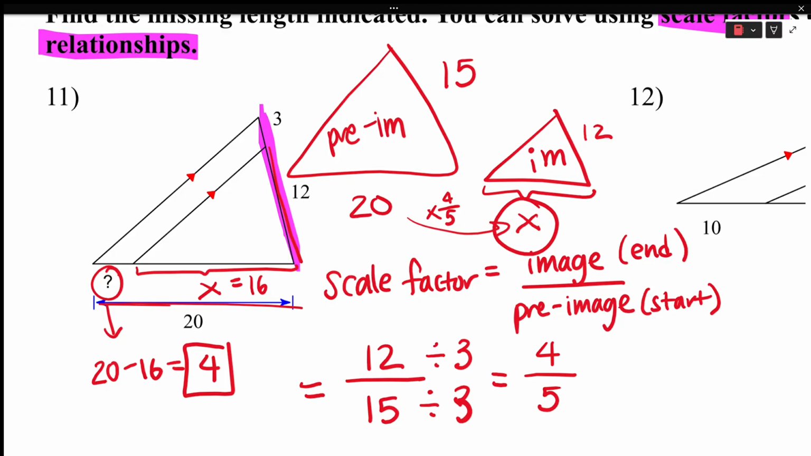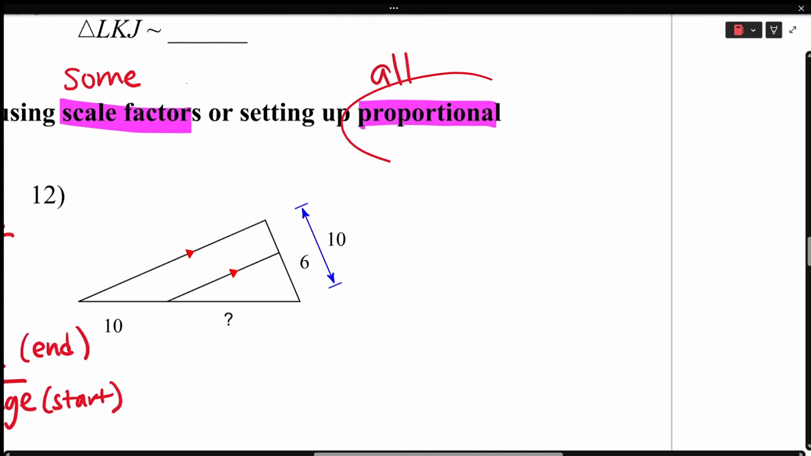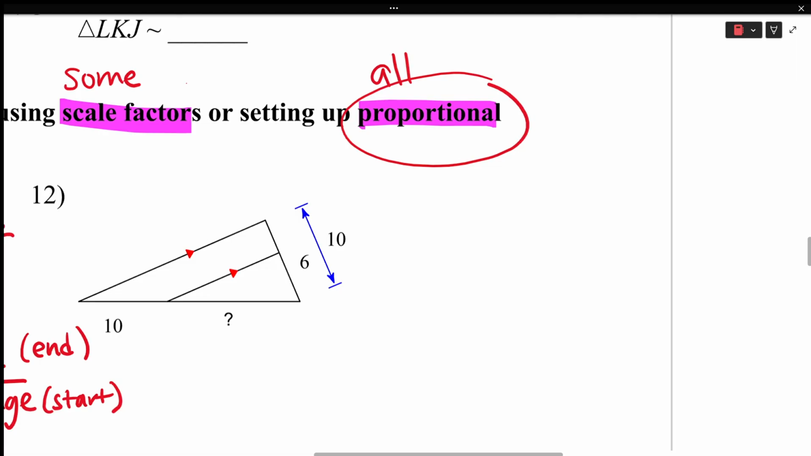How do you use the scale factor to solve for the missing side? Let's look at number 12. And I'm going to solve for number 12 using proportions. This one actually doesn't work with scale factor. So even if you try to use scale factor, it's not going to work. Let's try this one out. Again, practice drawing the triangles separately. So this part is 6. And then this bottom part is question mark. Let's just call it x for now.